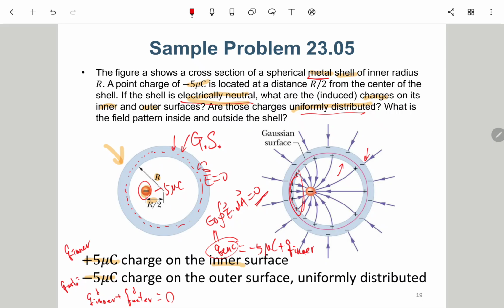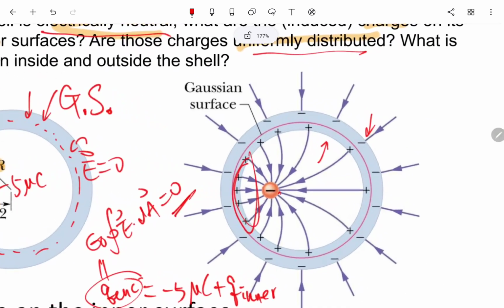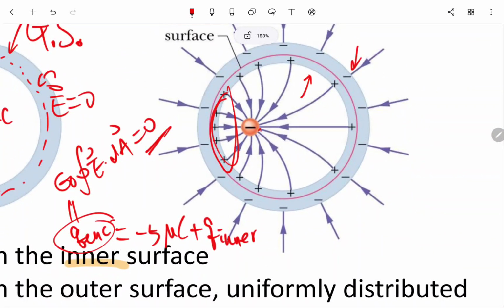So you see that, as much as this is a negative charge, the E field lines will end up at this negative charge, and this part will have a stronger E field. Those parts will have a weaker E field.